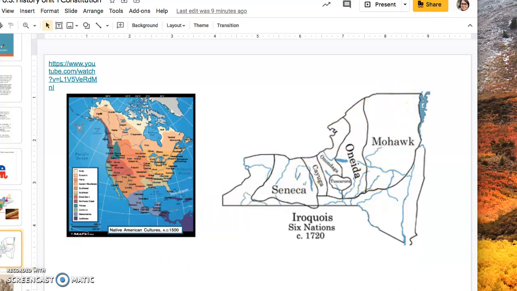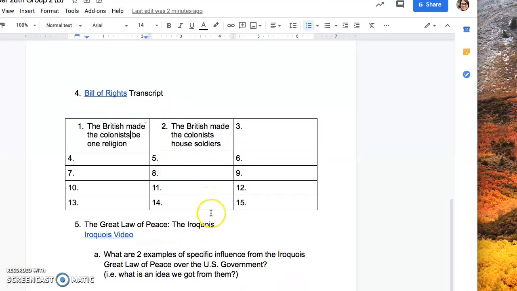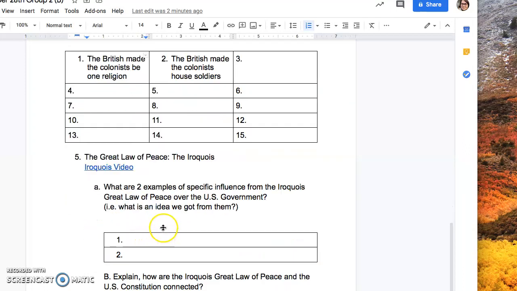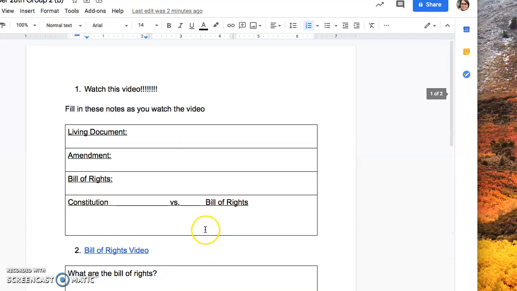And so you're going to watch a video about how the Constitution was influenced by the Iroquois. So what I want you to do is watch the video, and then give me 2 specific examples of ideas we got from the Iroquois that are in our U.S. government, okay? And then explain in general how the Iroquois Great Law of Peace and the U.S. Constitution are connected, okay? And when you're done with that, you will turn in your sheet.